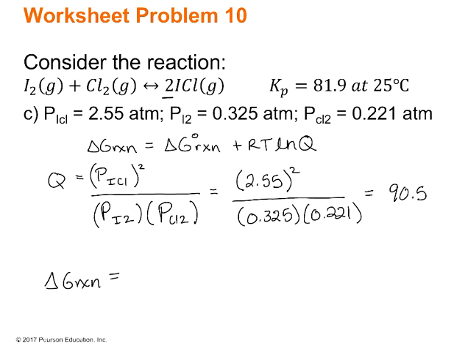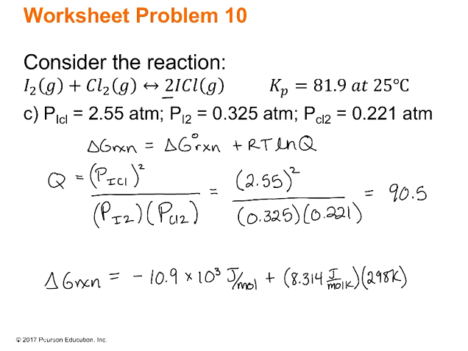So remember earlier we said that the delta G of reaction was negative 10.9 times 10 to the third joules per mole. And you could plug in the more exact number there if you want, but remember we want this in joules because we're going to add the gas constant in joules per mole Kelvin. And again, the temperature is still 298. And then we're taking the natural log of 90.5.